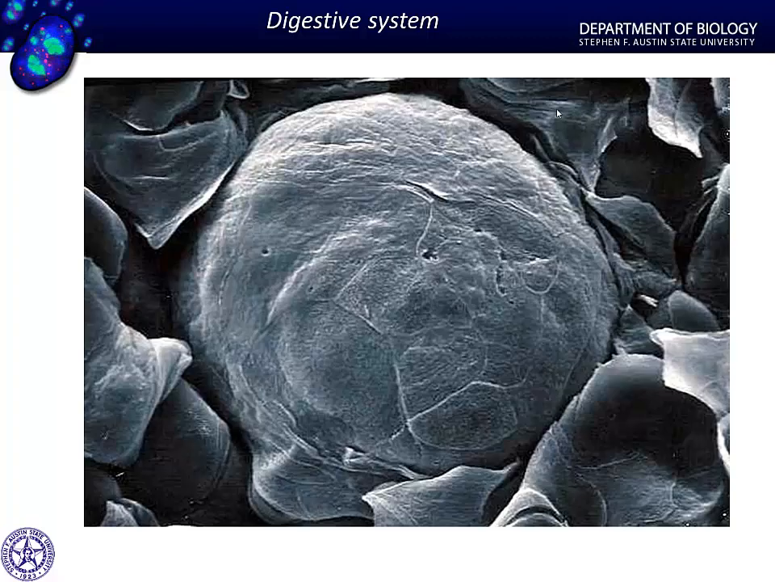Here we see a scanning electron micrograph, again looking at the surface of this, and some of these pores that we see in the surface of this fungiform papilla may in fact be little channels or openings to allow chemicals to get down to the taste buds. And we'll look at those as we get toward the end.